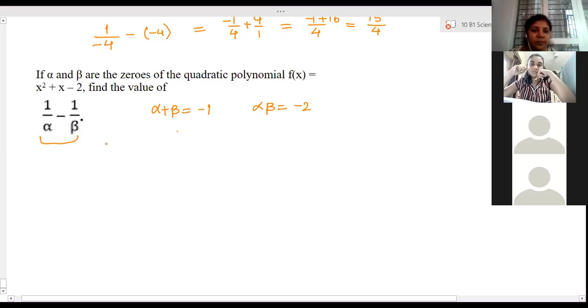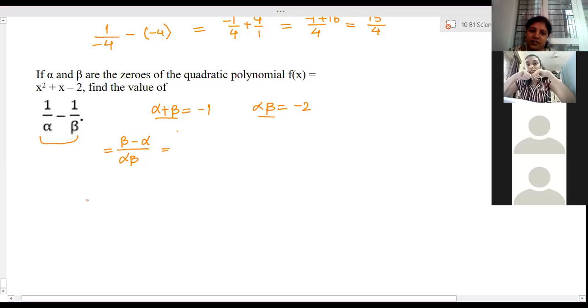So how to find out? Ma'am, we'll take the LCM. That is alpha beta, and on top we get beta minus alpha. Now how to solve this beta minus alpha? Listen everyone, you have the value of only alpha plus beta and alpha beta. You have to calculate the beta minus alpha value. You would have used an identity last year. That identity we have to use.